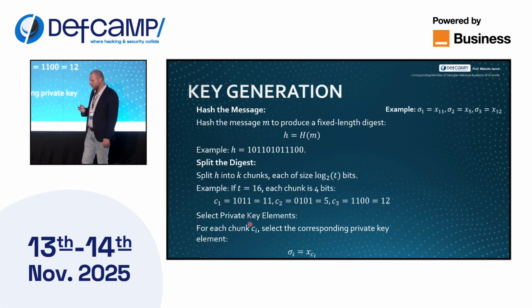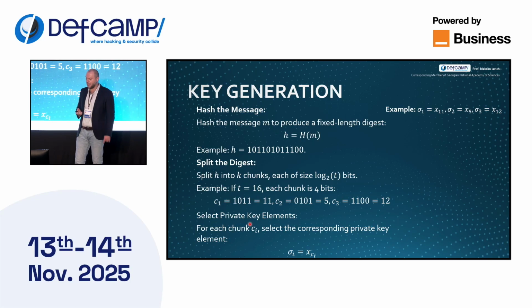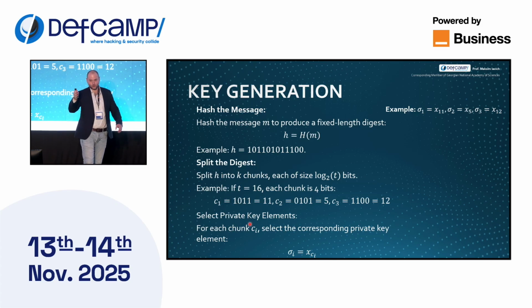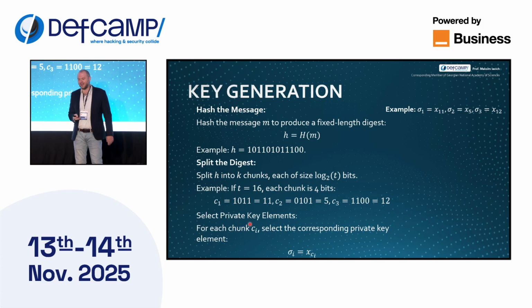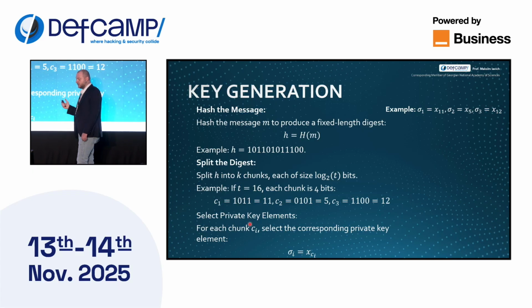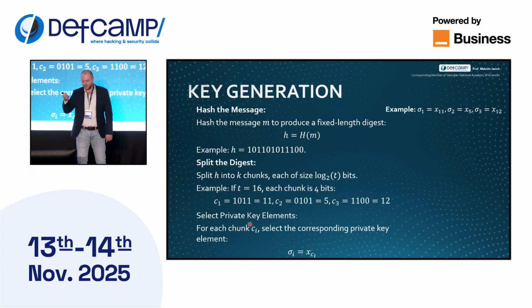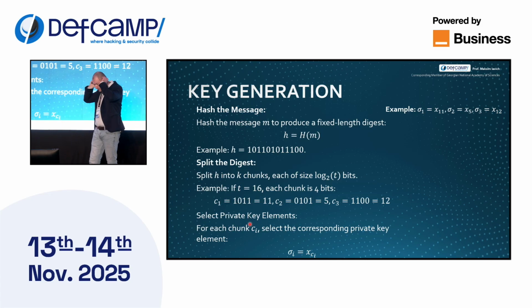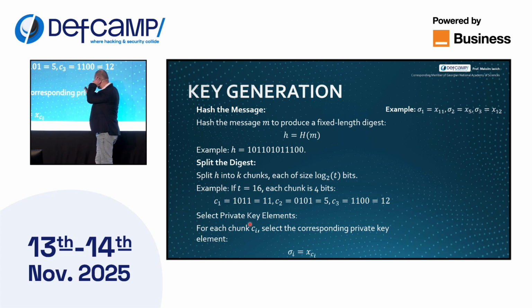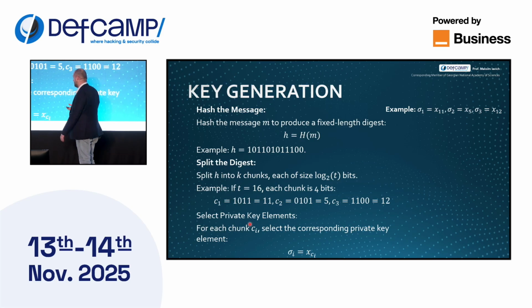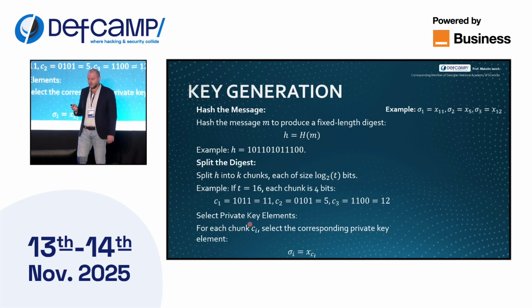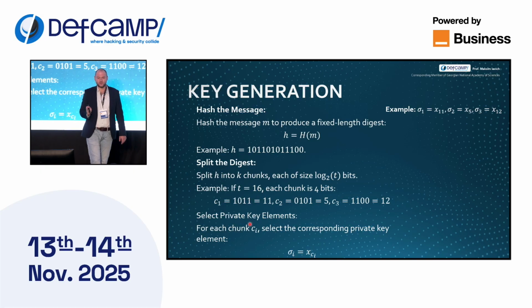How it works? Of course, we hash the message. Here we can see what hash we got. Afterwards, we choose T and divide this hash into log2 T parts. For example, if T is 16, we divide it, like in the previous example, into 4 bits, into 4 chunks. And, for example, here you can see C1, C2, C3. We convert it to decimal. And it's very easy to use it.